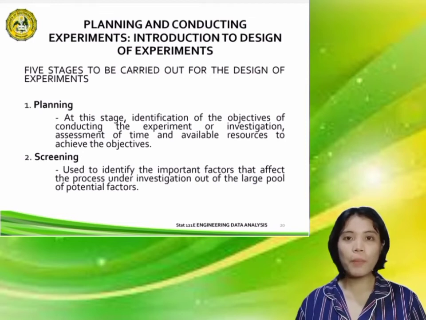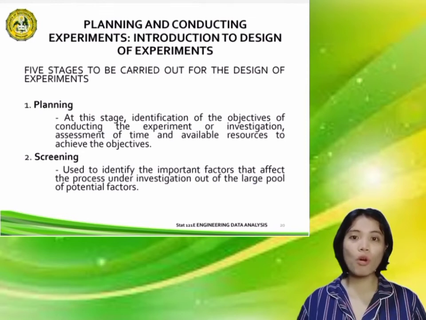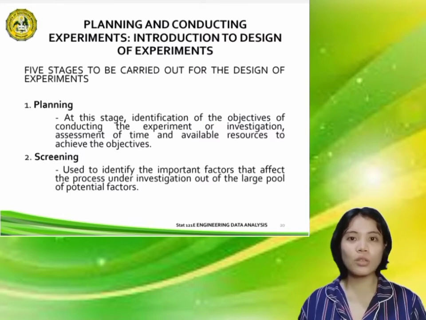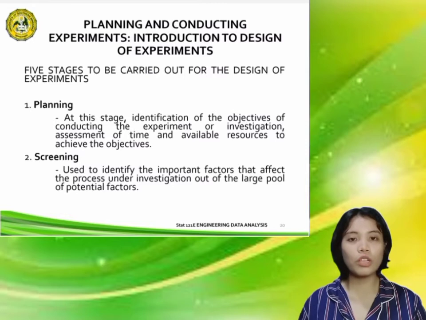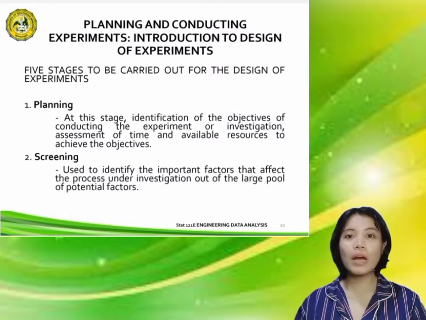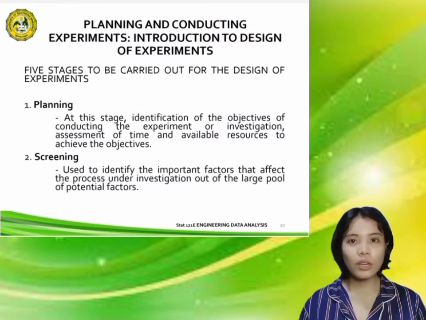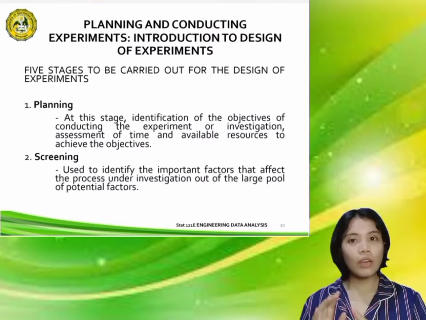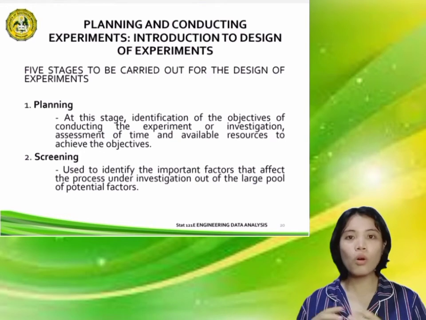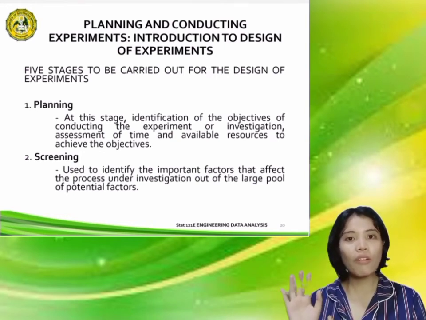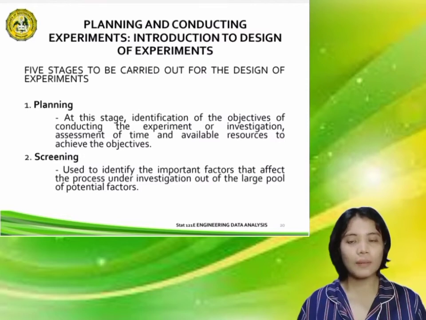The second stage is screening. Screening experiments are used to identify the important factors that affect the process under investigation out of the large pool of potential factors. The screening process eliminates unimportant factors and attention is focused on the key factors. The usual goal of screening is to identify the most important factors that affect the process quality.